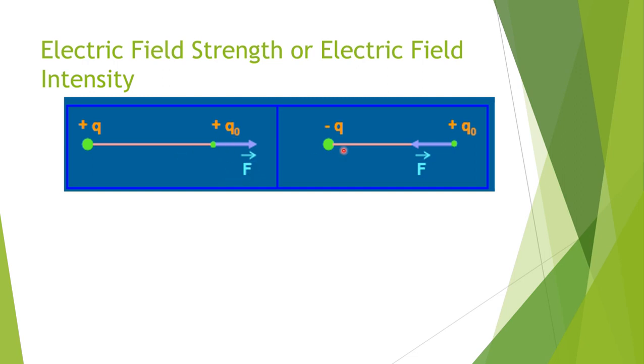Now you see the second case. Here the source charge is minus Q. I said source charge can be positive or negative, not necessarily positive only. So in the second case, we are considering the source charge as negative. But the test charge will always be positive. So here negative and positive. So what kind of force? Attractive. So you consider the direction of force will be towards minus Q. The direction of force is towards minus Q, attractive. So the electric field intensity direction will also be the same as the direction of this force.